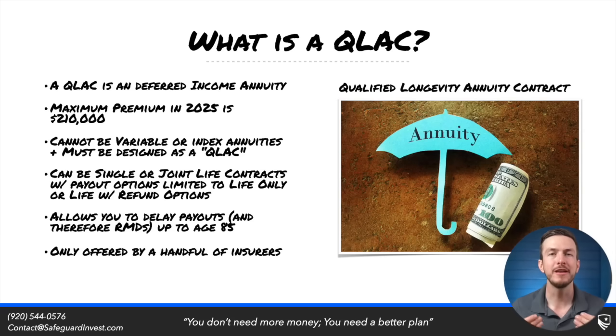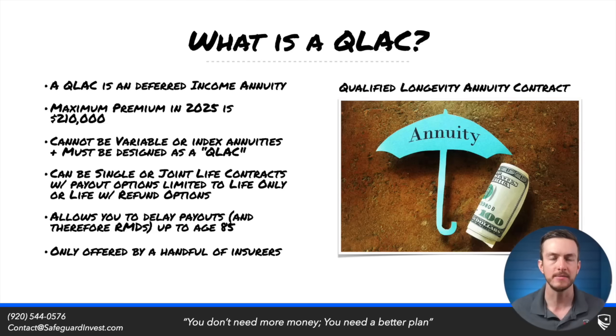But first, let's familiarize you a bit more with what exactly a QLAC is. First, QLAC stands for Qualified Longevity Annuity Contract. And these are only designed as income annuities, meaning the income needs to turn on at some point in the future. The maximum that you can invest in a QLAC as of 2025 is $210,000, but this amount will adjust to inflation in the future. These cannot be variable or index annuities.